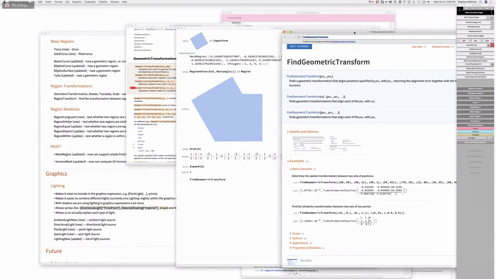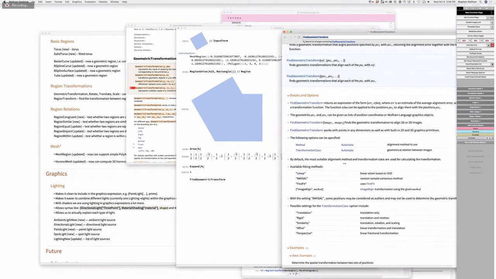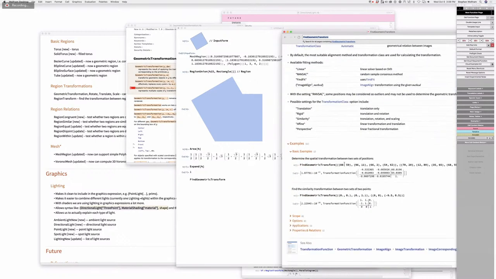So fine geometric transform actually does the fitting. For a given set of points P1 to P2, it gives you the mapping, the best fit of a linear transform from P2 to P1. And what the heck is that thing there? That's actually the error, because it's a pure fitting function. So it gives you the actual error.